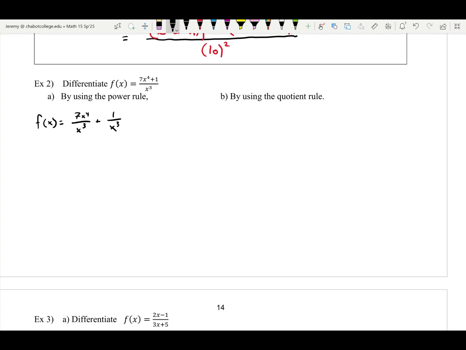And then simplifying these a little bit, rewriting them in such a way that the power rule will be easy to apply. I can rewrite this as 7x to the first power plus x to the negative third power. So that's just how I'm rewriting f of x. Now to actually find the derivative, I can just use the power rule. So f prime of x will be just 7, because the x will go away with the differentiation, and then minus 3x to the negative fourth power. Just applying the power rule.